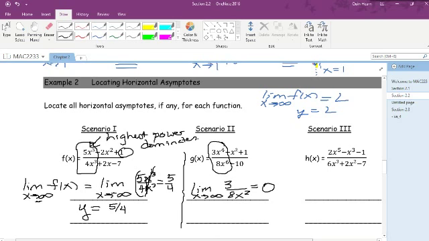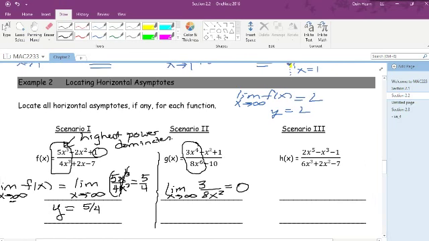Okay, and then let's look at one more scenario, scenario 3. We have a higher degree in the numerator than in the denominator, which means the numerator grows very fast while the denominator is staying relatively small. So thinking of it as the limit as x goes to positive infinity.